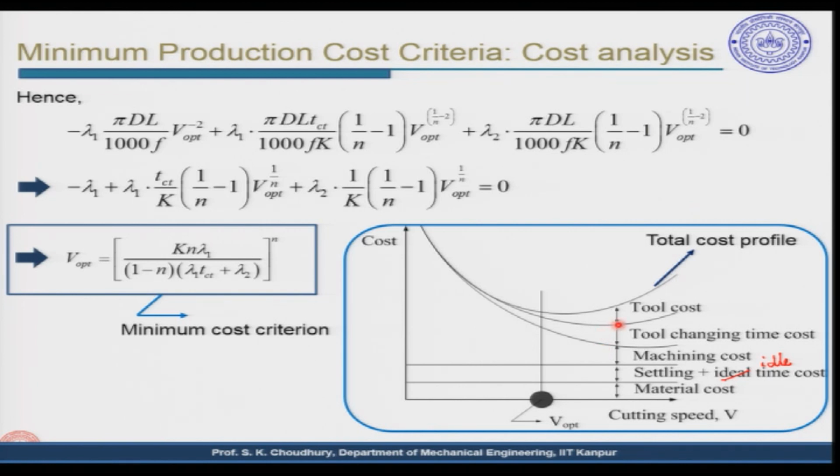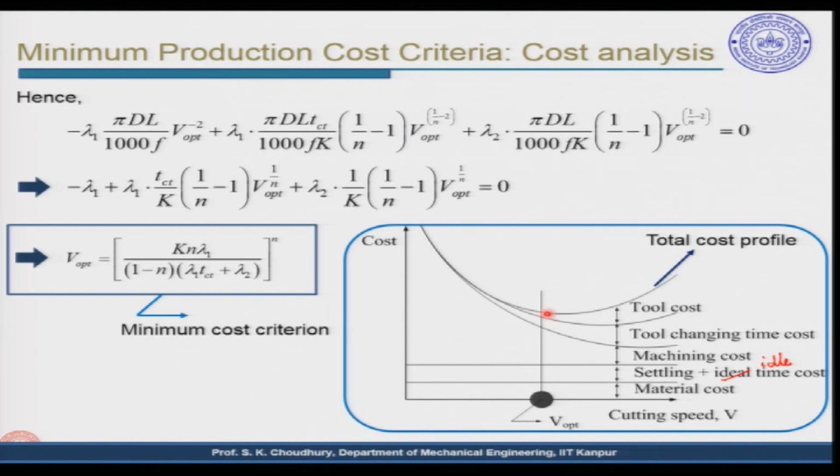And next is R4, which is the tool changing time cost per piece, and this also is a nonlinear equation, and so is the tool cost. All these three: tool cost, tool changing cost and the machining cost. If we draw the total cost, that is the sum of all of them, it will be a curve like this. This is the total cost profile, and in here there will be a minimum.